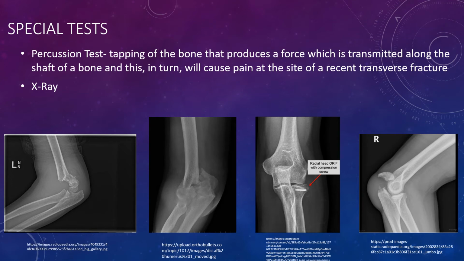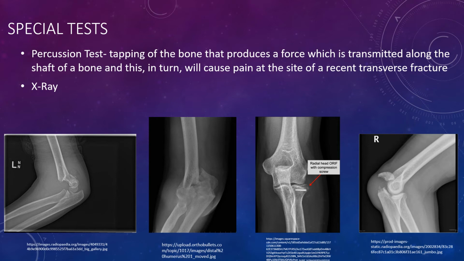The special test to find a fracture includes the percussion test, which is tapping of the bone, which will produce a force that is transmitted along the shaft of the bone, and this in turn will cause pain at the site of the actual fracture itself. ATs can perform the percussion test, but if that is confirmed, they typically need to send for an x-ray.